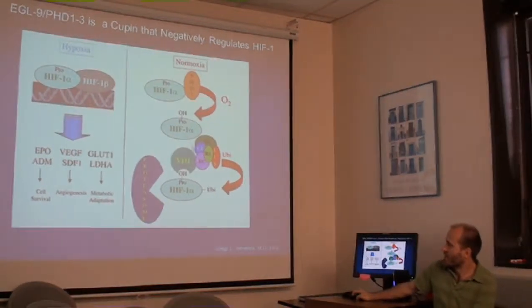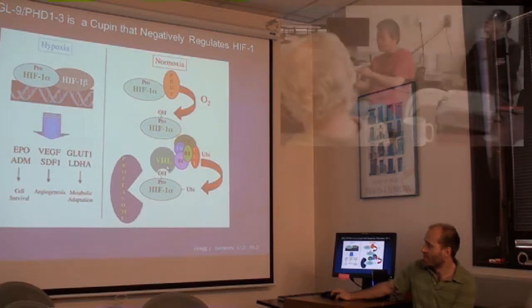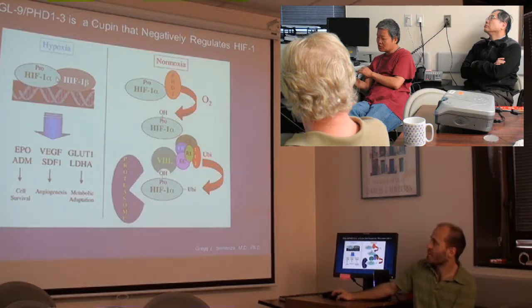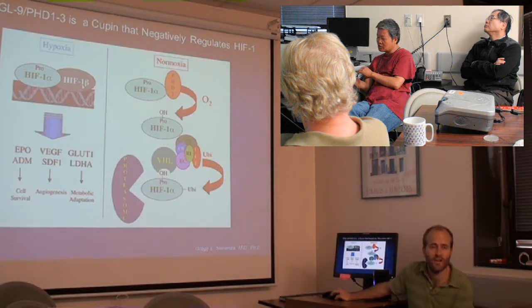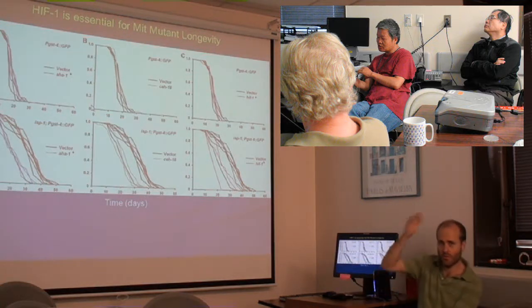Hydroxylated proline is then targeted for degradation by VHL, the von Hippel-Lindau factor, and that goes to the proteasome. Under hypoxic conditions, HIF is stabilized because it's not hydroxylated. It interacts with HIF1B, which in worms is called AHA1, and turns on an anaerobic response. Here's the big deal in worms. We knew this several years ago.